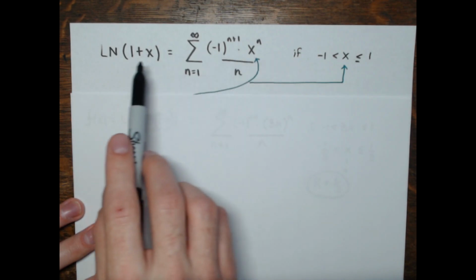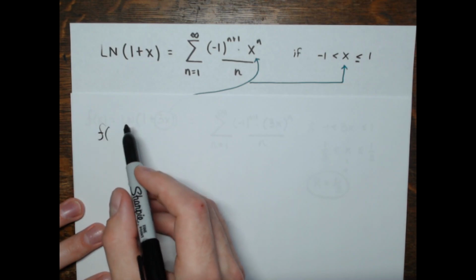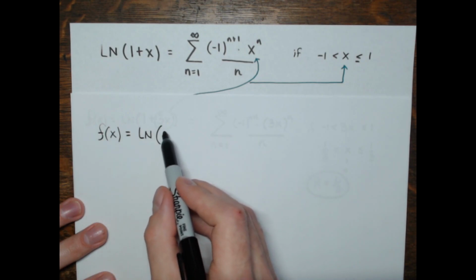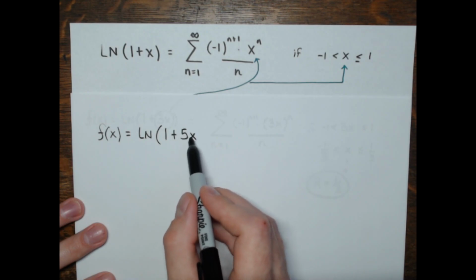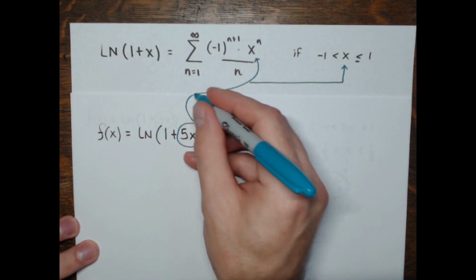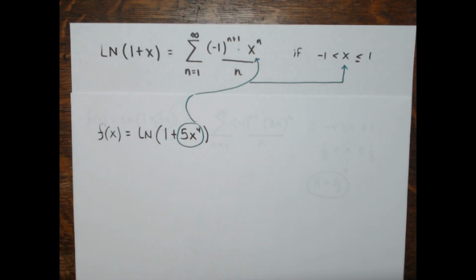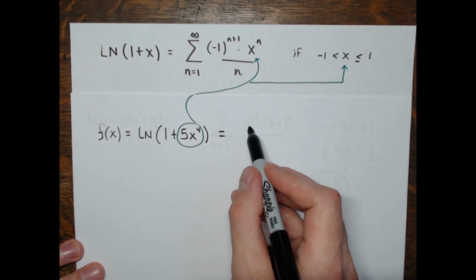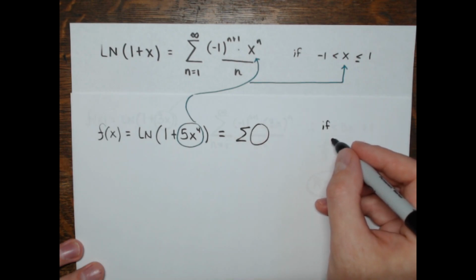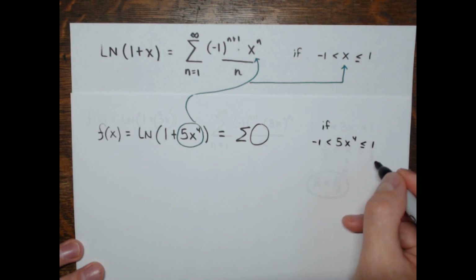Here's the Maclaurin series for the natural log of 1 plus x, but we're going to replace x with 5x to the fourth. Our function here was the natural log of 1 plus 5x to the fourth. So this 5x to the fourth will be replacing x in the series and in the interval of convergence. So it'll equal the sum, again, all they want is the interval of convergence. So the sum of something, if 5x to the fourth is between -1 and 1.